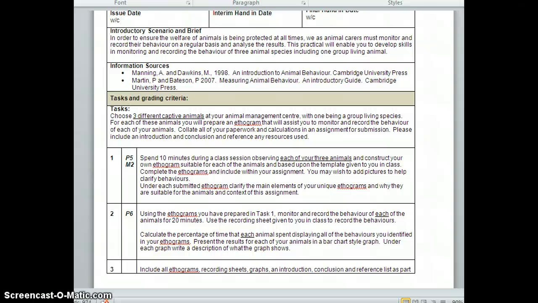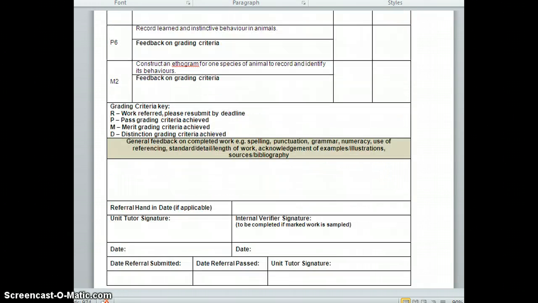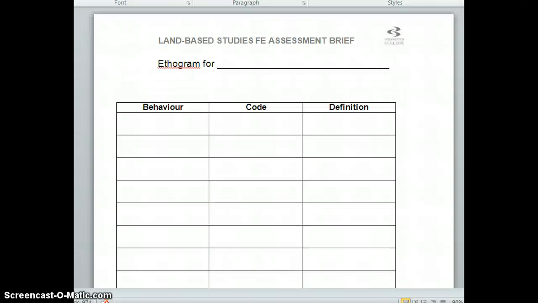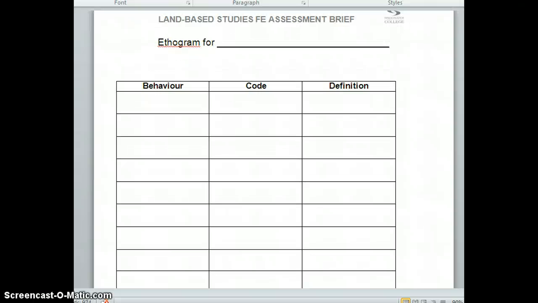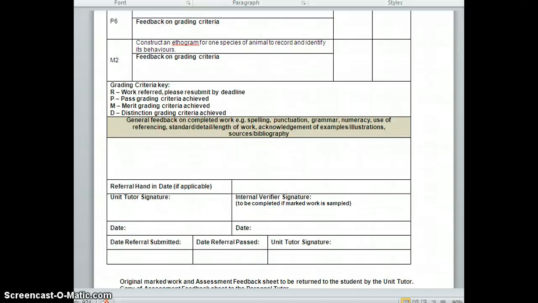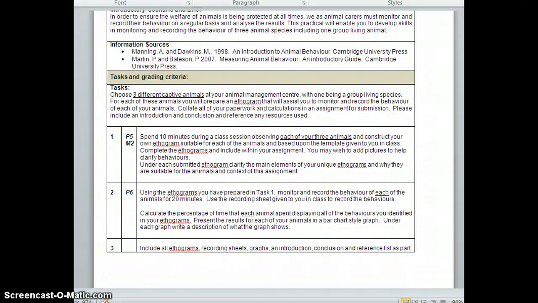Okay, you need to construct an ethogram. So the ethogram is this. Each behaviour needs to have a code. The code could be the first letter or an abbreviation of the word, and then a definition of that behaviour. Complete the ethograms and include within your assignment. You may wish to add pictures to help clarify the behaviours.